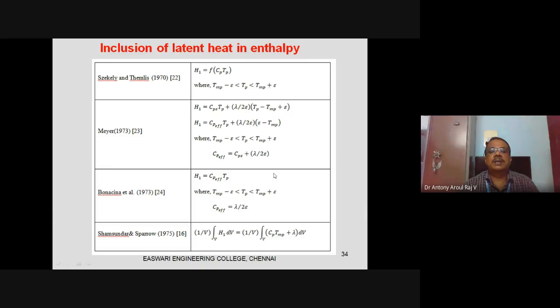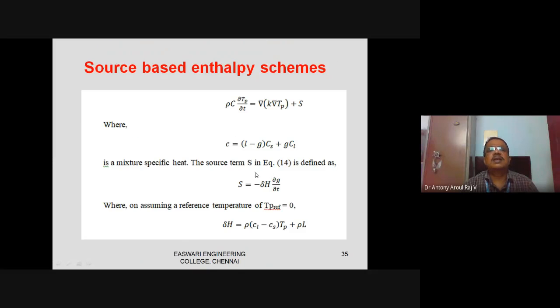So that is the apparent heat capacity method. So many methods are there. There is one more interesting method of solving, the enthalpy schemes. In the enthalpy schemes, I am taking the source as the melt fraction. We are removing the energy in the system in proportion to the melting rate and latent heat. So as the melting starts, the energy will be removed from this system. What is the effect on the system?